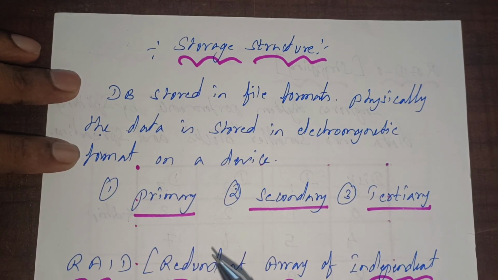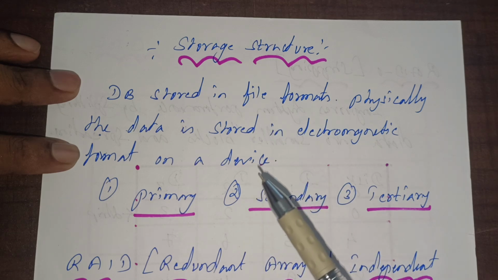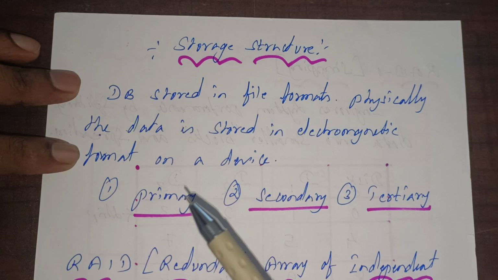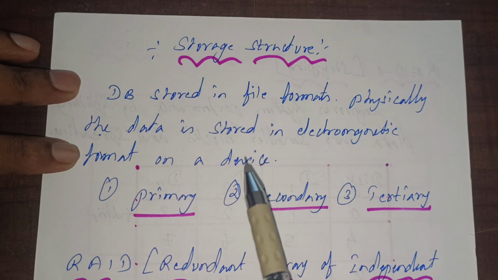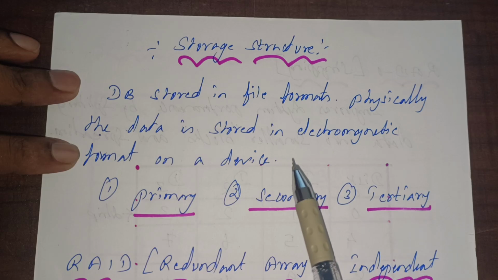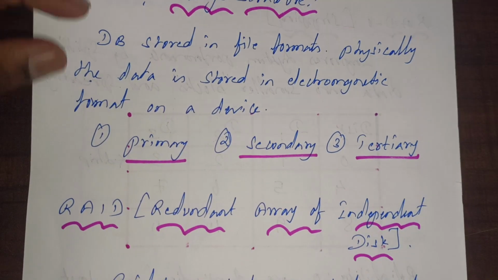Basically, the records in a database are stored in file formats. Physically, the data are stored in electromagnetic format on a device, as you all know. The electromagnetic devices used in a database system for data storage are classified as primary, secondary and tertiary. So we are going to classify this.